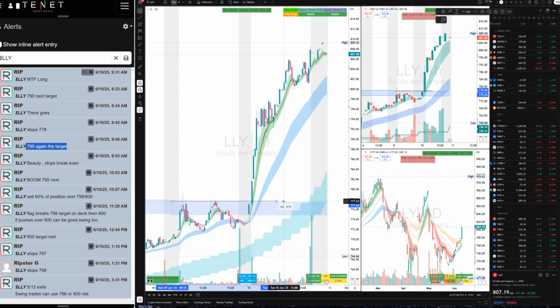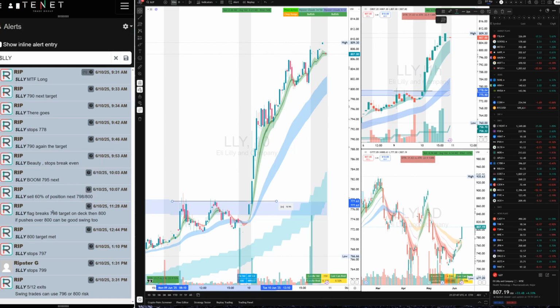I know Lily has moved so much every time we trade it. We have historical trades in Lily. This is not the first time, and it has the personality that it moves. So that's why I focus on it. Anyways, 790 was our first target, and I told the traders to put the stops at break even. Then we hit our 790 target, and the next target I gave was 795. After that, I told the traders to sell your 60% position and keep your 40% position for 798, 800.